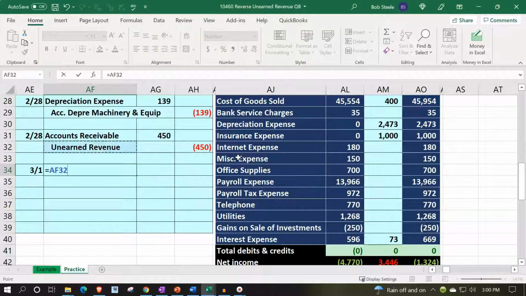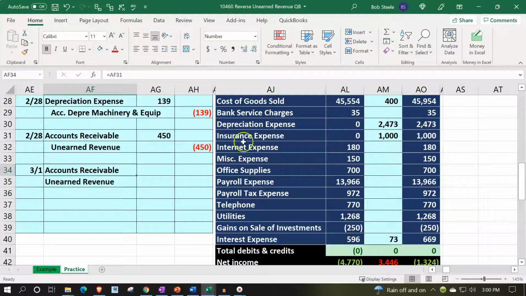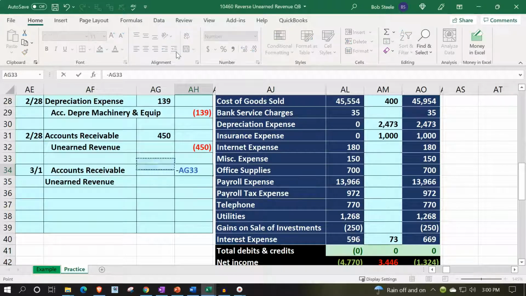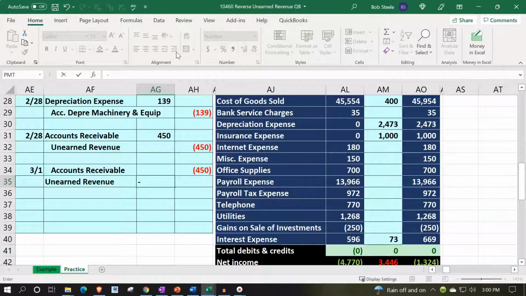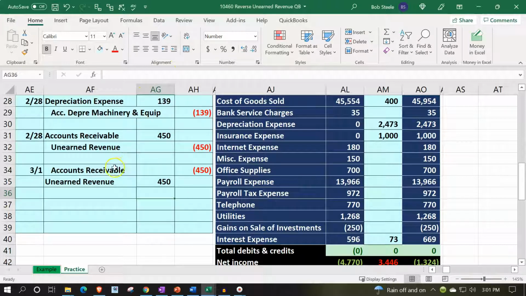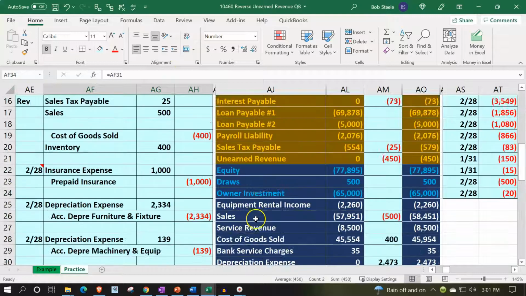So I'm just going to keep the AR on top and the unearned revenue on the bottom, but I'm going to represent the accounts receivable as a credit with an indentation in the credit side, and it's going to be a negative representing a credit on top, and then the unearned revenue is going to be a debit in the debit column, positive number. Let's post it out. We got the accounts receivable. That's going to be the AR.